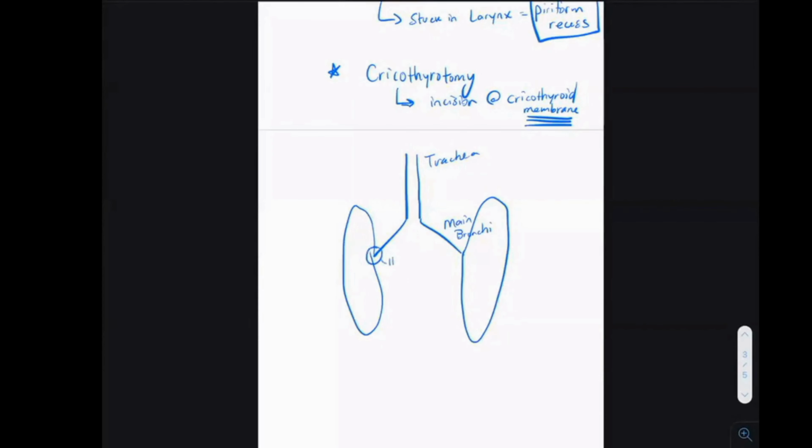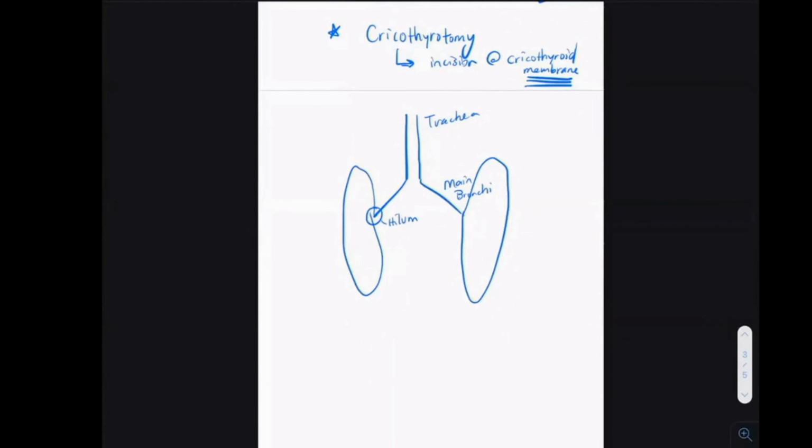This little area is called the hilum. So the hilum of an organ is usually where structures enter. It's just an anatomical area, a name for where the bronchi are going to enter into the lungs. Okay. And so every single lung is going to have pleura.